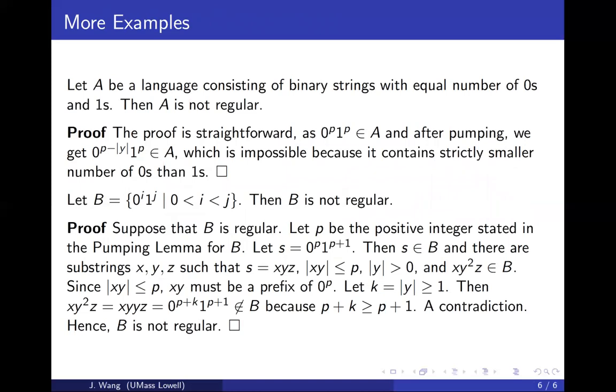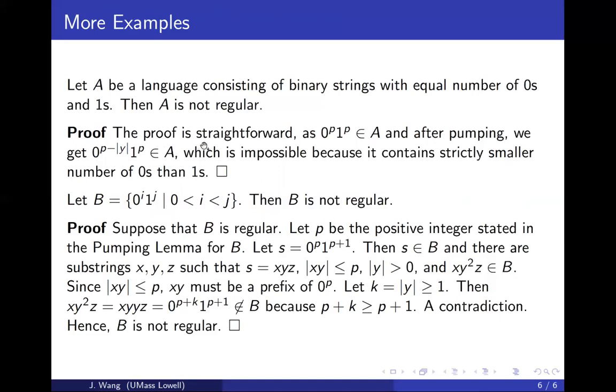So we let A be a language consisting of binary strings with an equal number of zeros and number of ones. Then A is not regular. So this is the same proof we can use.